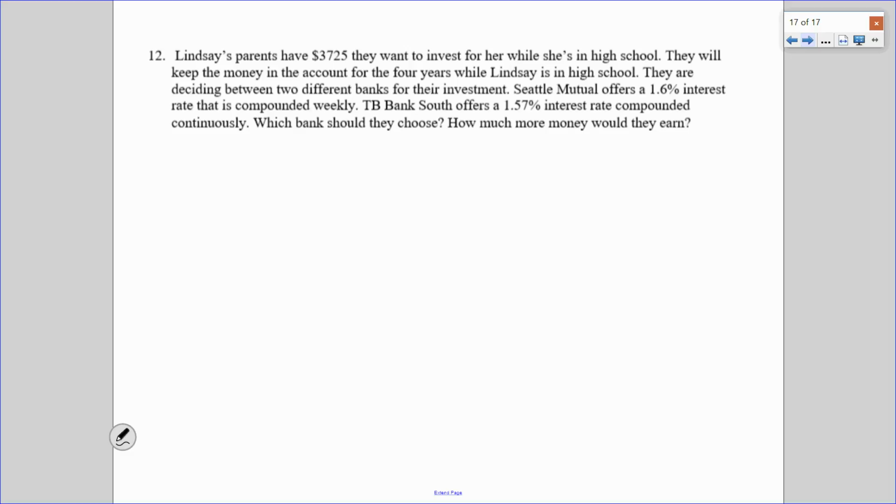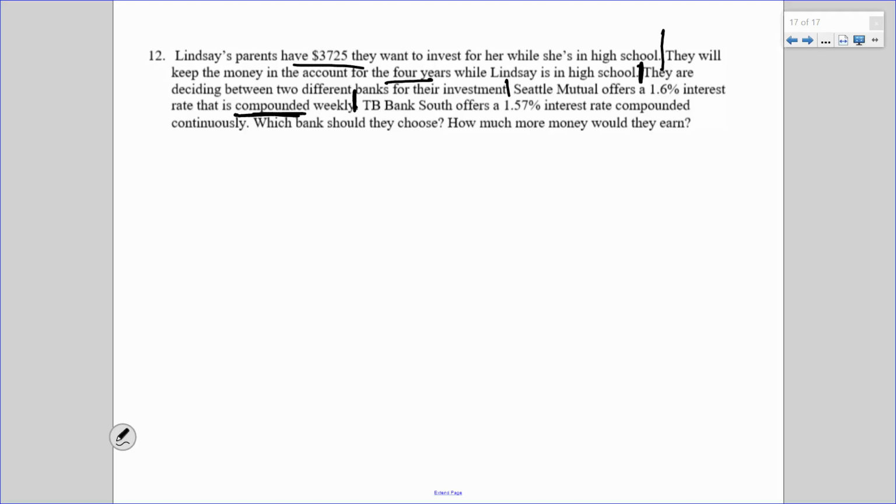Lindsay's parents have $3,725 they want to invest for her while she's in high school. They will keep the money in the account for the 4 years while Lindsay's in high school. They are deciding between 2 different banks for their investment. Seattle Mutual offers a 1.6% interest rate that is compounded weekly.